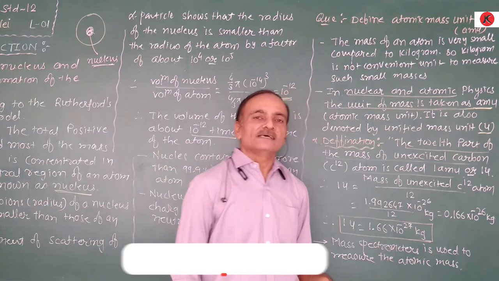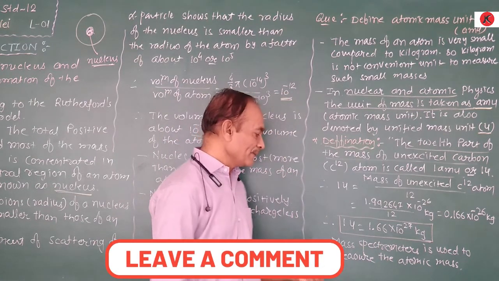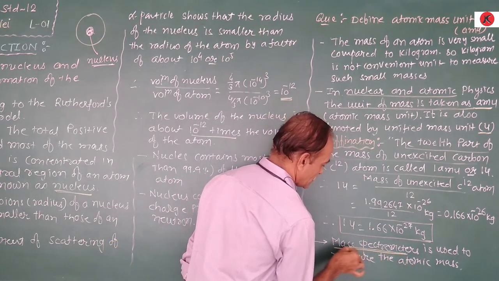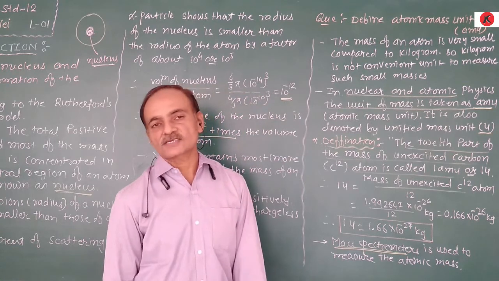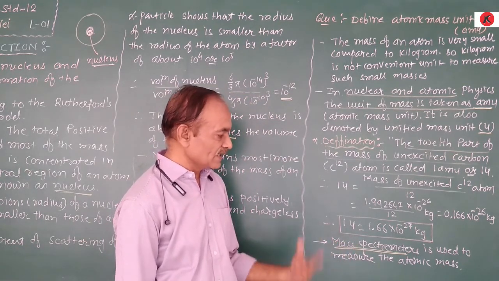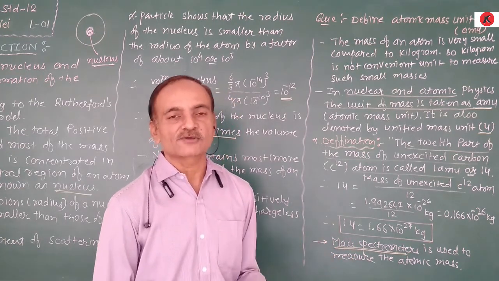So how can we measure the atomic mass of an atom? For that purpose, the mass spectrometer is used to measure the atomic mass of an atom. Keep in mind this sentence for a 1 mark MCQ type question.